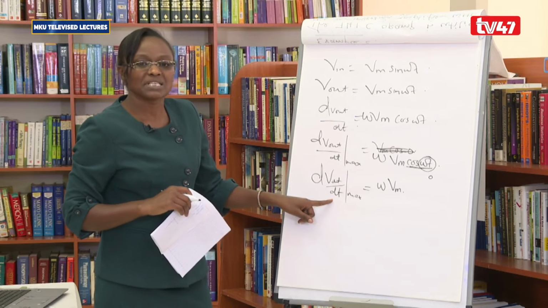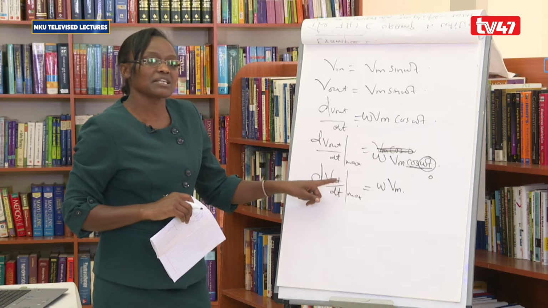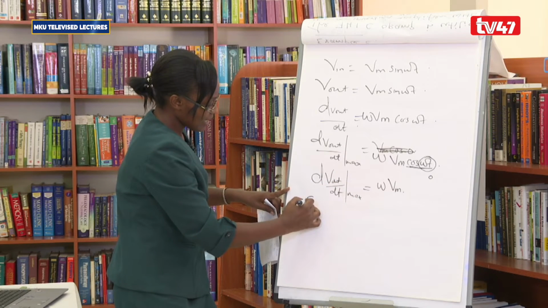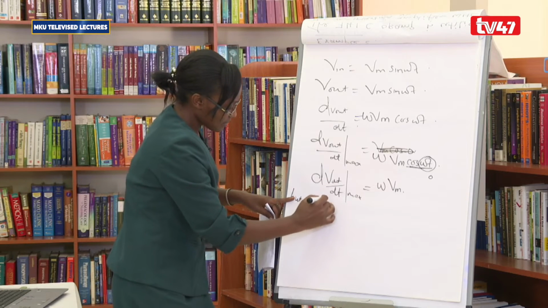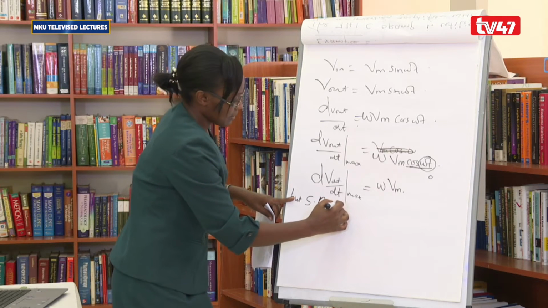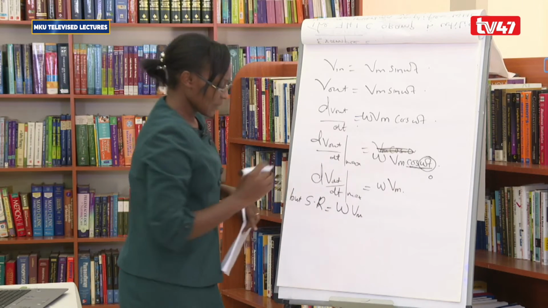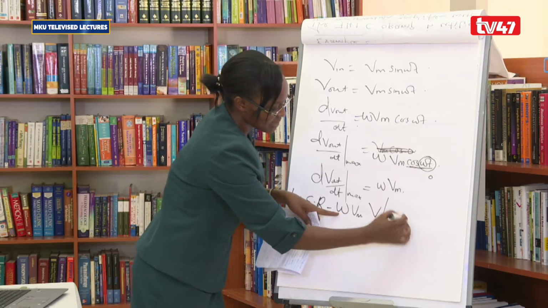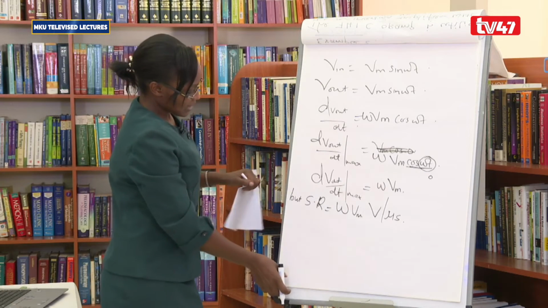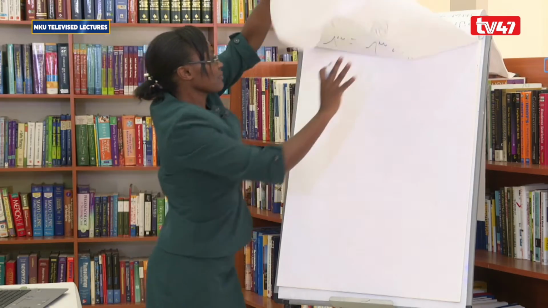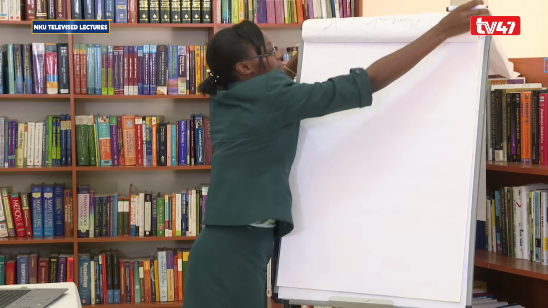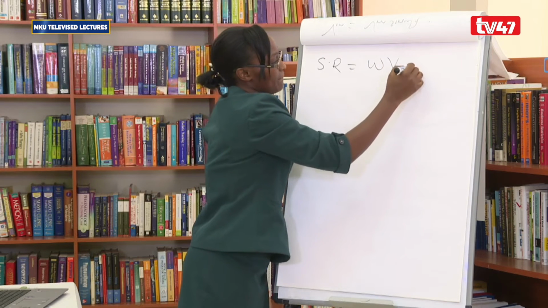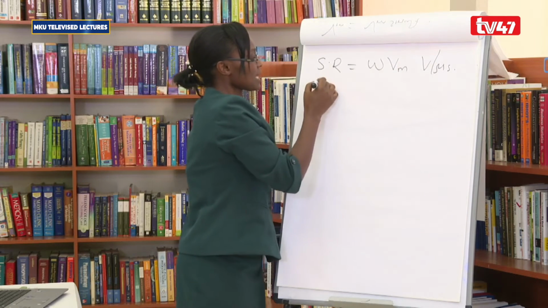But then we know from the slew rate definition that slew rate is defined as the rate of change of the output voltage per unit time. So we can substitute here and say SR is equal to omega Vm. Our slew rate is equal to omega Vm, and this is volts per microsecond.